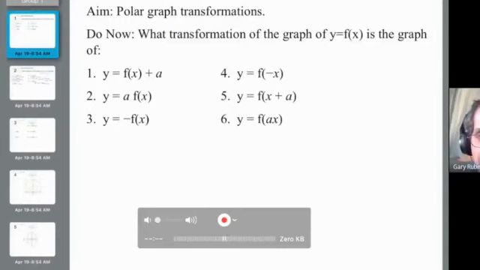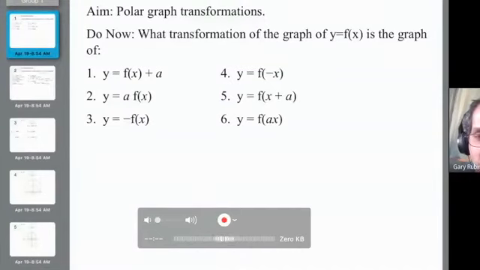Number 3, I see here x-axis reflection, Youssef says, and that's right. I always picture a parabola when I'm doing these, so it flips it upside down.